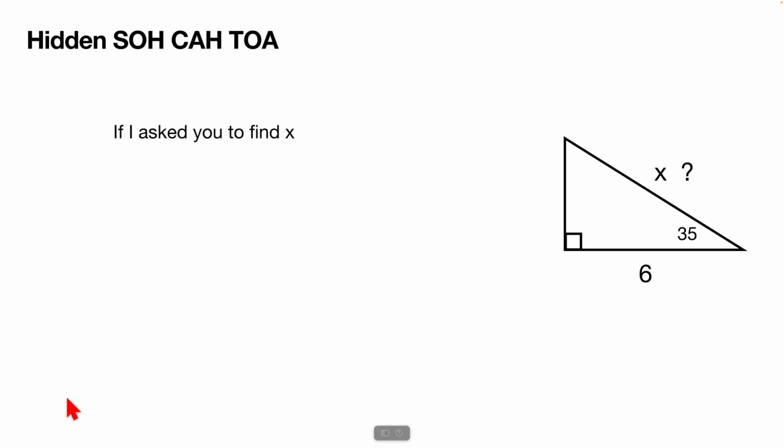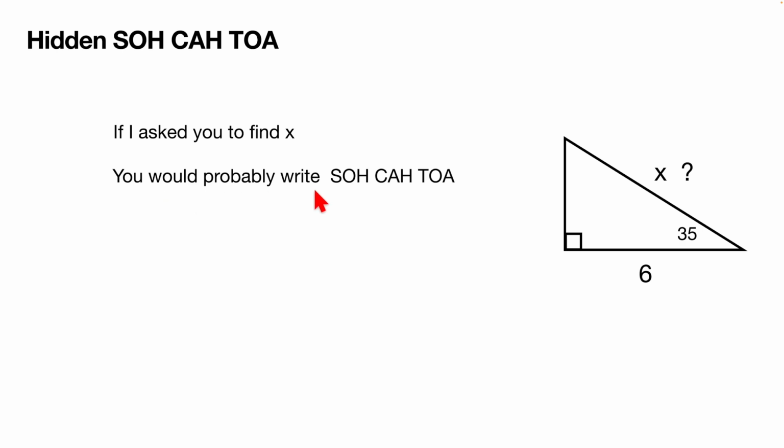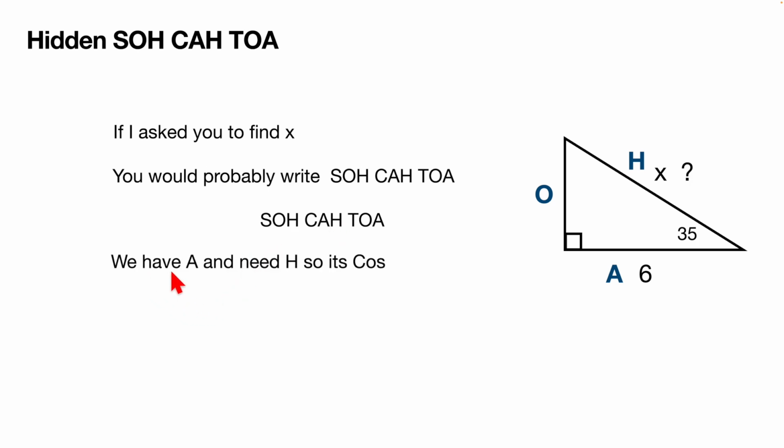If I asked you to find x here, we have a right angle triangle, an angle of 35 and a length 6. You would probably write SOH CAH TOA and have a think about it. So what have we got? We'll mark it up. We've got an adjacent. We want a hypotenuse. So you're probably going to go with the cosine. We need h, so it's cos.